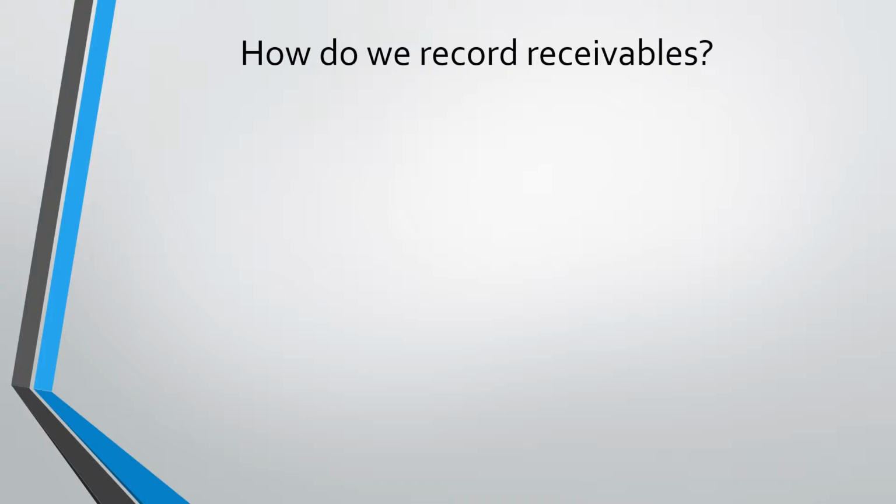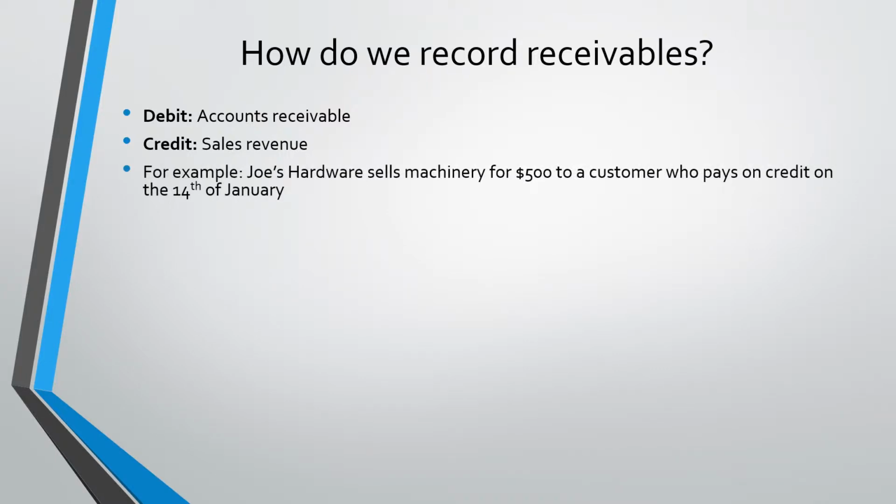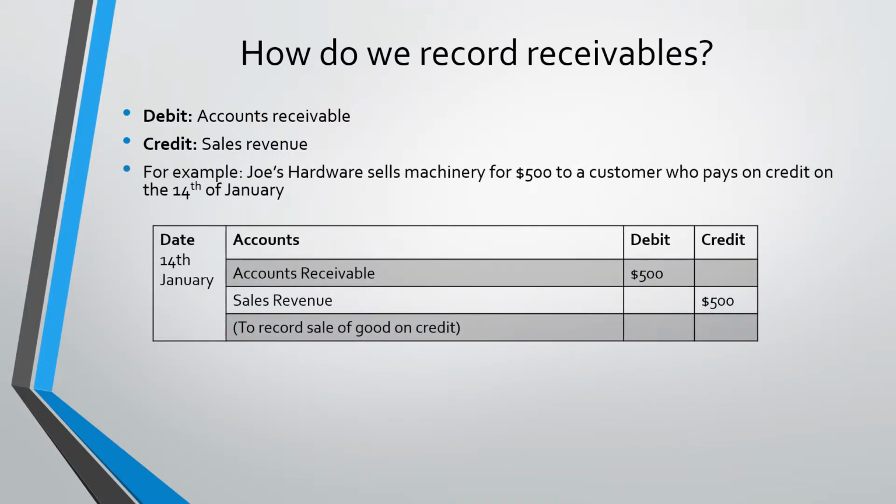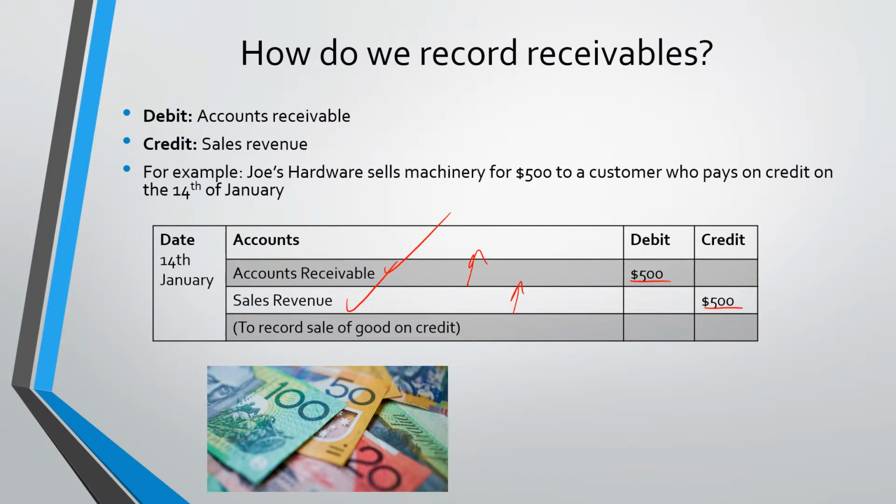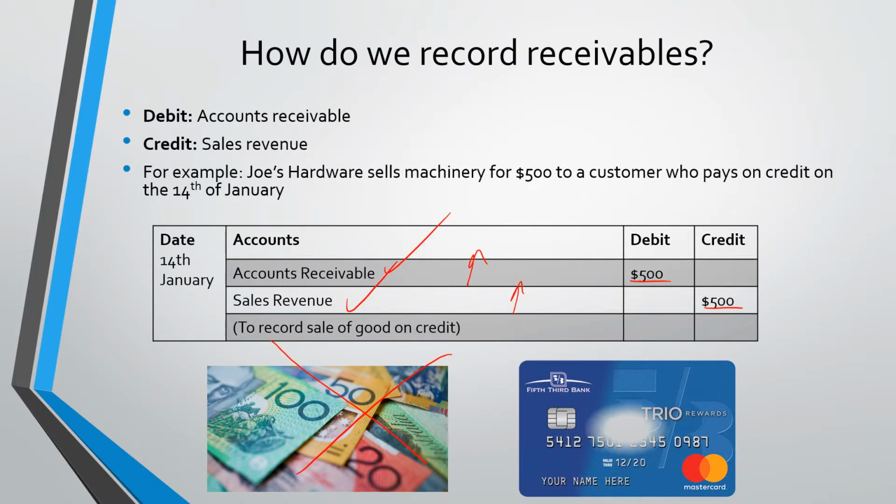So how do we account for this? Firstly, we debit accounts receivable by the amount that we are owed and then credit sales revenue as the business has earned this revenue. Taking this example, we see that accounts receivable is debited by the amount we are owed and sales revenue is credited by the same amount, which increases assets and increases equity, which balances the accounting equation. So clearly, we're not interested in cash when talking about accounts receivable. We're interested in purchases made on credit.